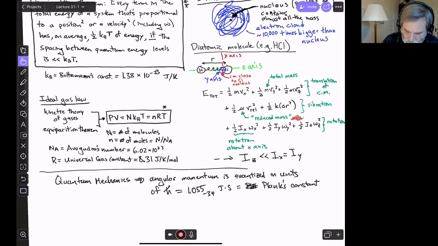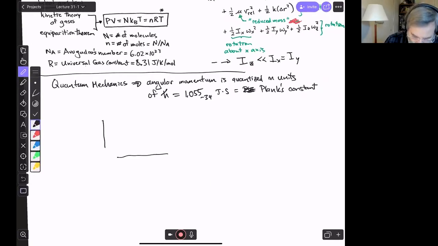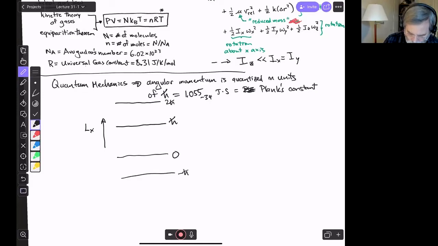So when I say that it is quantized, if we think about, let's say, the rotations of a diatomic molecule, let's plot the angular momentum for rotations about the x-axis. It's possible for that to have a value of 0. It's also possible for that to have a value of h bar, or 2 h bar, or negative h bar, or negative 2 h bar, etc. But you can't have any value that's in between 0 and h bar. That's just physically impossible.